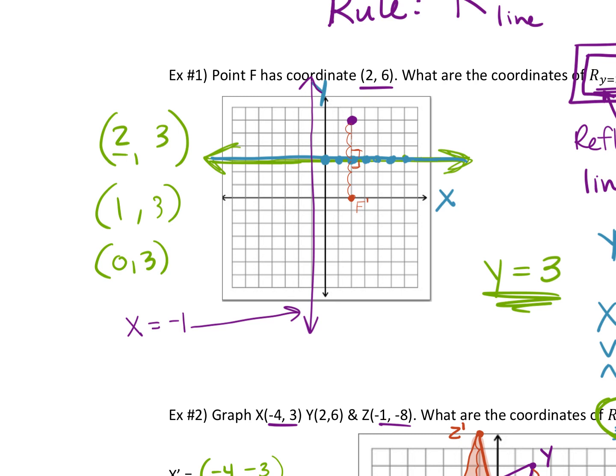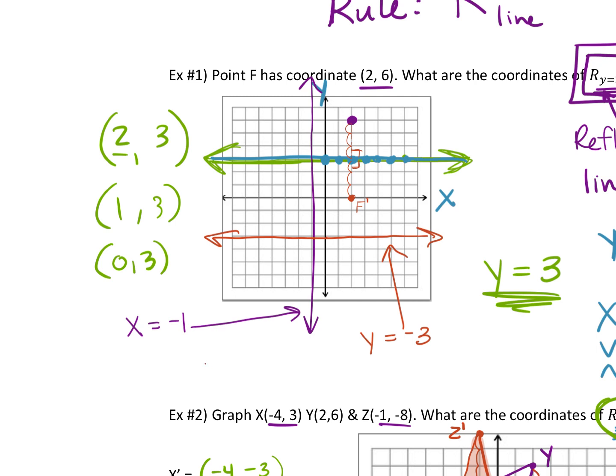Okay? What if they say reflect over y equals -3? What kind of line is y equals? It's horizontal, and you're going to go down 3, right? So this is a horizontal line, from 0, going 1, 2, 3 down. Okay?